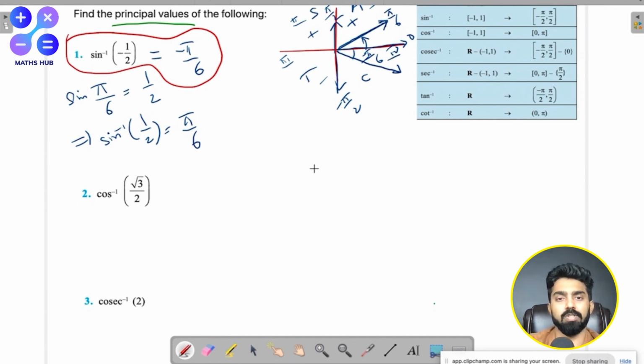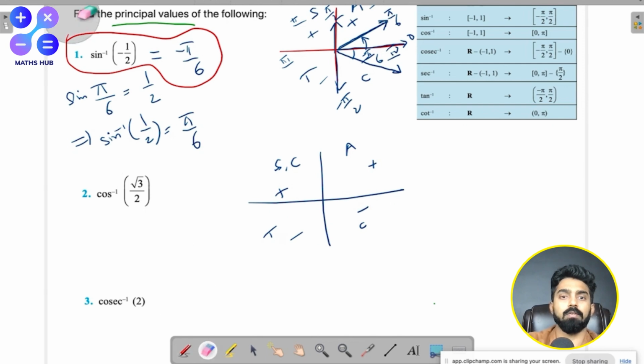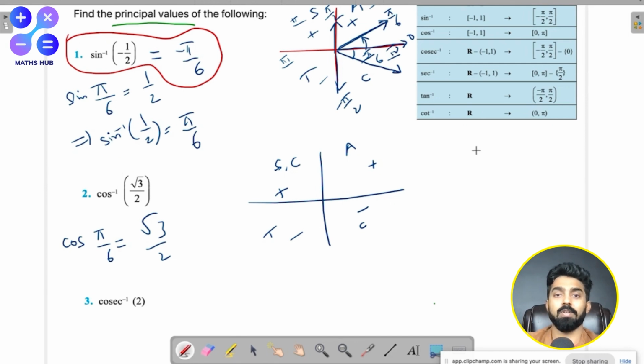So let's try the same procedure, right? First we'll try to say where cos is positive, right? All silver teacups. So cos is positive in these two quadrants and negative in these two quadrants, right? So we know that cos pi by 6 is root 3 by 2. You know this, right? I hope you know which trigonometric function is equal to what, at least in the pi by 6, pi by 4, pi by 3, pi by 2 ranges.